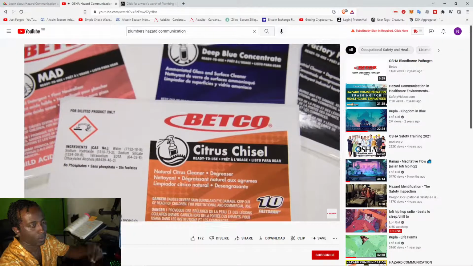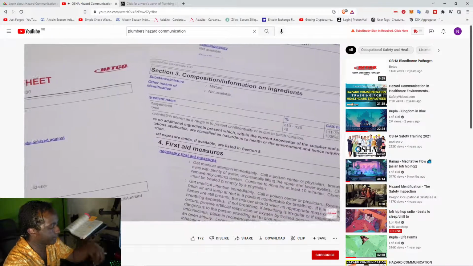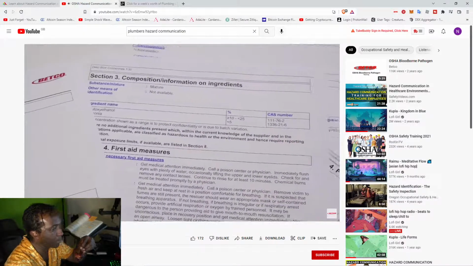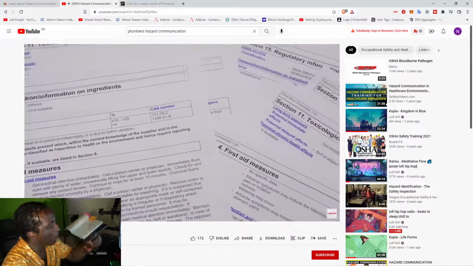Employers will need to use these new labels and SDSs and provide updated training for all employees. Everyone that was covered previously by the OSHA HAZCOM standard will continue to be covered by this revised program.